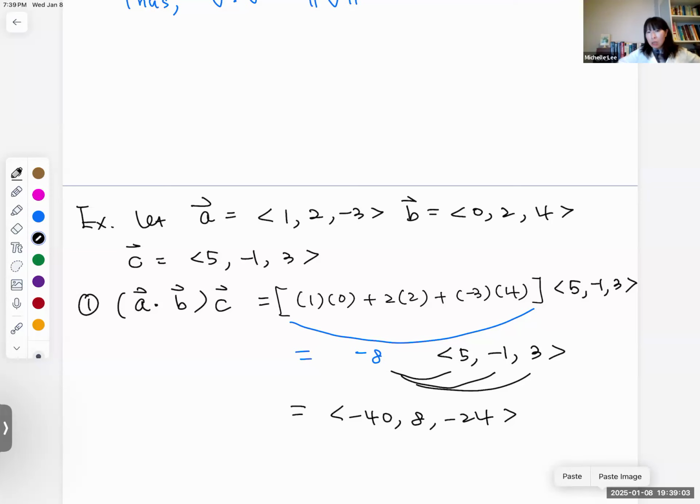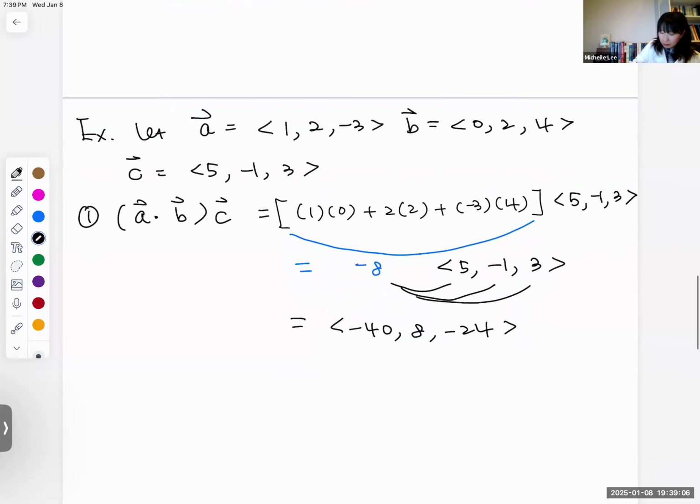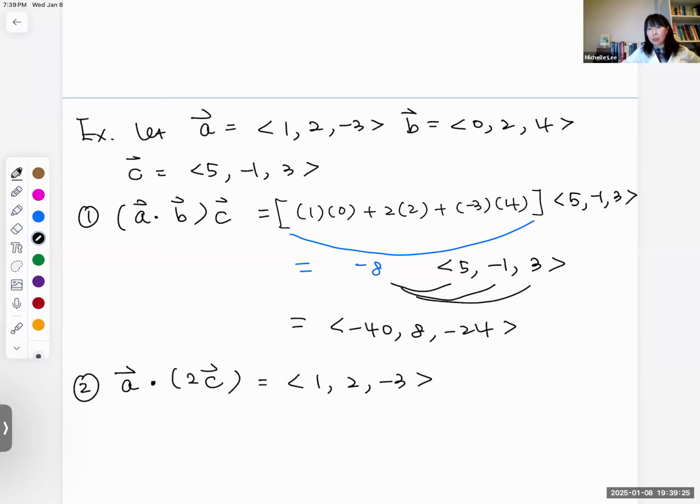Okay. All right. So second part, number 2. We have A dot product with 2C, right? So 2 is a scalar. A is 1, 2, -3, writing it as vector components, and dot product with 2C. 2C is 5, -1, 3, right? Okay, so one more step.